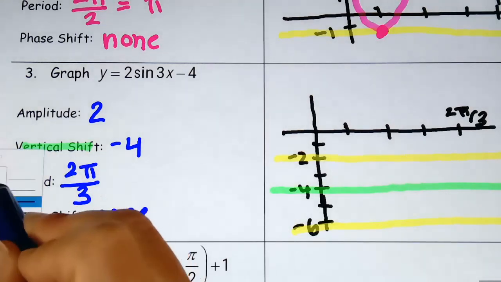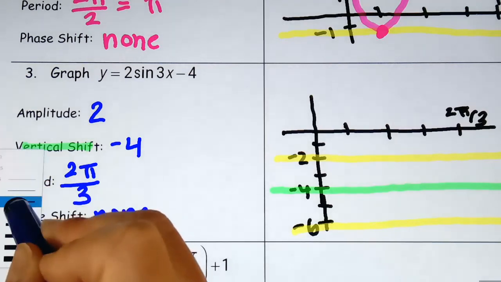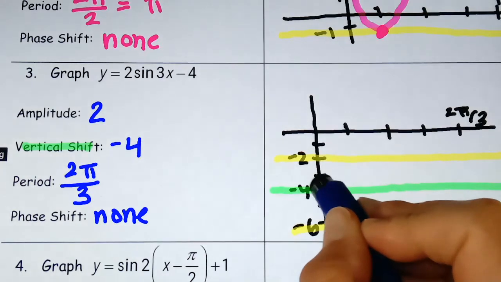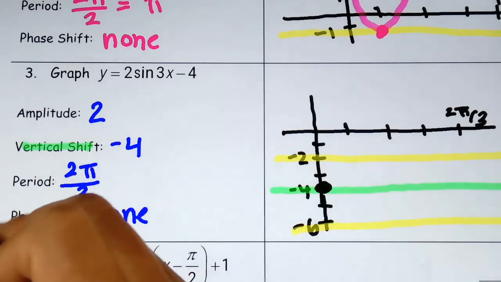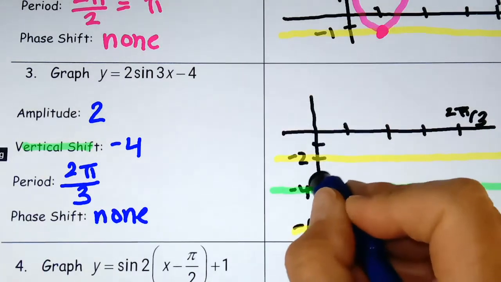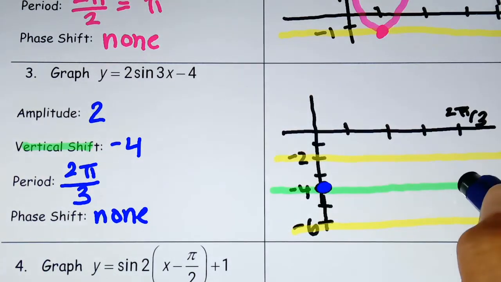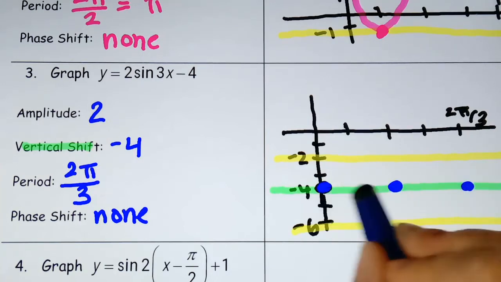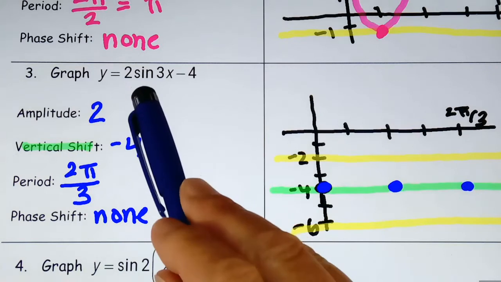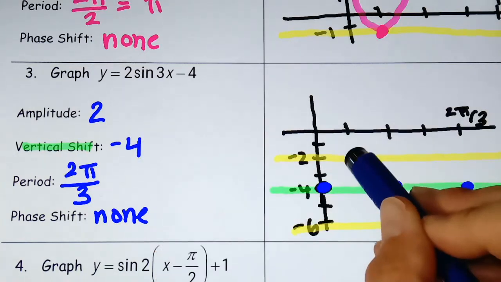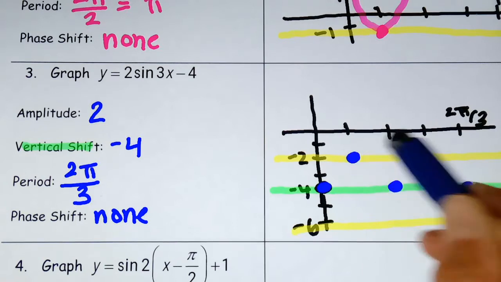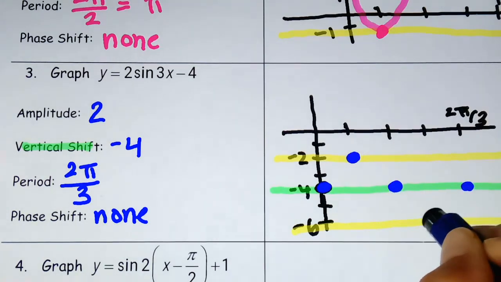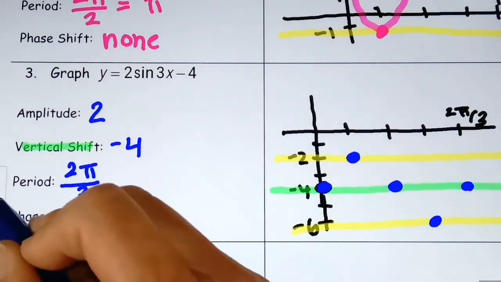That's my 2 pi thirds. And now when I'm graphing this, again, my start is my 0. My end, 2 pi thirds, is my 0. Halfway in between is my 0. Now halfway in between those, because my amplitude is a positive 2, I'm going to go up 1, 1, 2. And because this will now be a -2, I'm going to go down 1, 2. And that's going to be my graph.